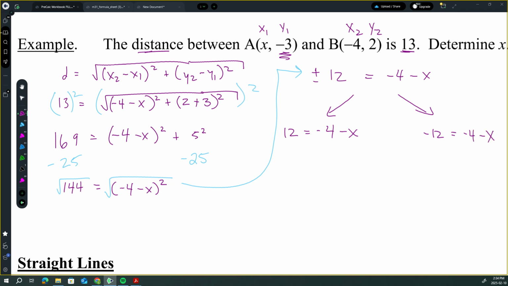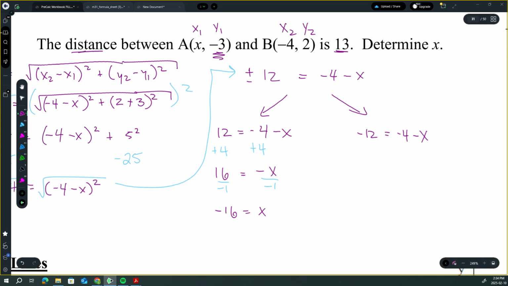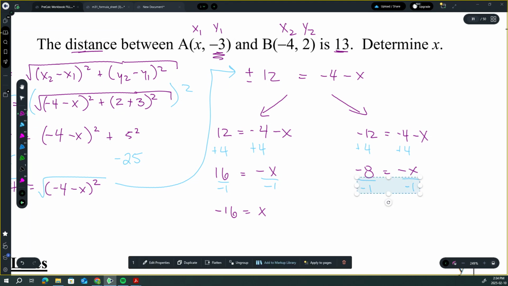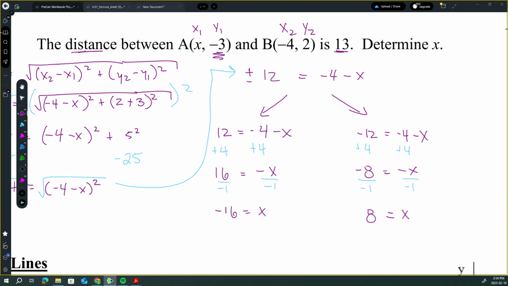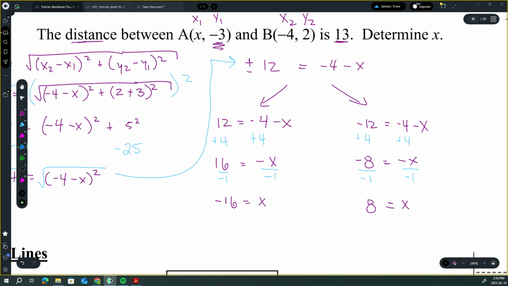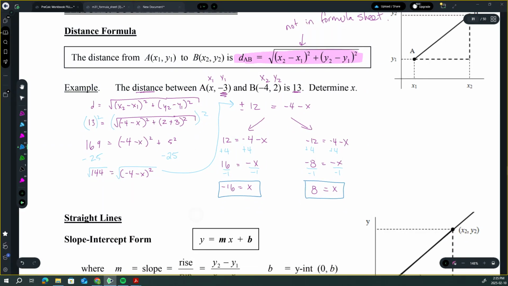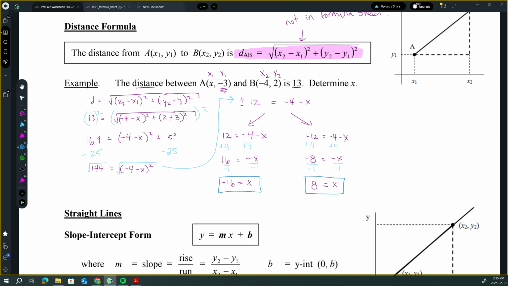So -12 is equal to -4 minus x. And then solve for x on both equations here. So we have 16 is equal to -x. Divide both sides by -1. -16 is equal to x. -12 plus 4, it's going to give us -8 is equal to negative x. Divide both sides by -1. And we get positive 8 is equal to x. Okay, so for this case, we do have two answers for x here that are possible.